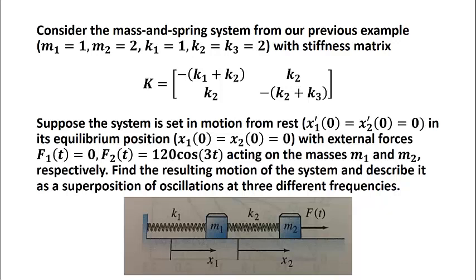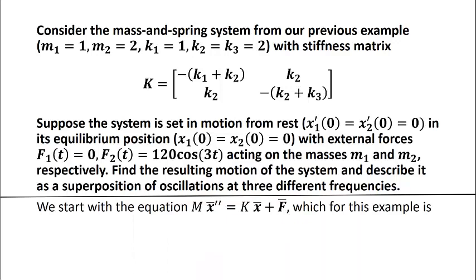Suppose we have external forces, f1 of t equals 0, f2 of t equals 120 times the cosine of 3t. And these are acting on our masses m1 and m2 respectively. Let's find the resulting motion of the system and describe it as a superposition of oscillations at 3 different frequencies.